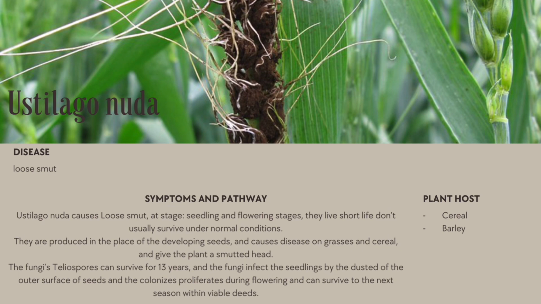They are produced in the place of developing seeds and cause disease on grass and cereal and give the plant a smutted head. The fungus's teliospores can survive for 13 years, and the fungus infects the seedlings by the dusting of the outer surfaces of the seeds, and the colonies proliferate during flowering and can survive to the next season within viable seeds.